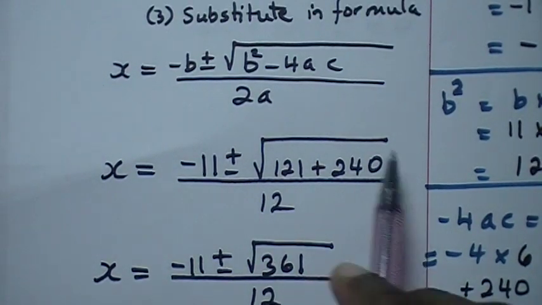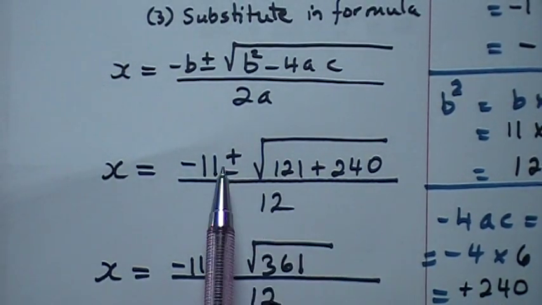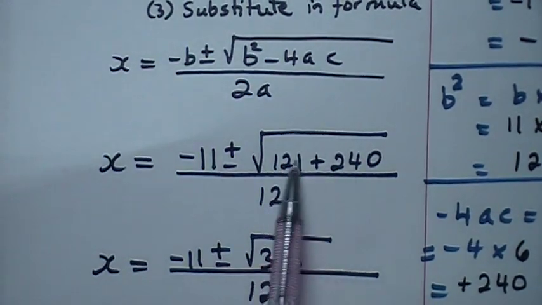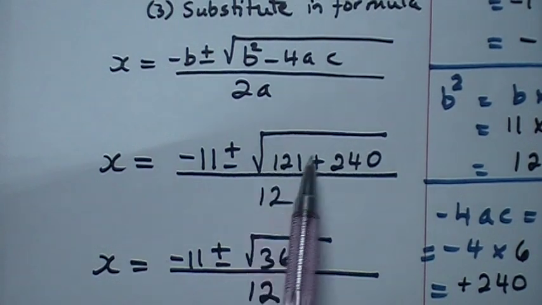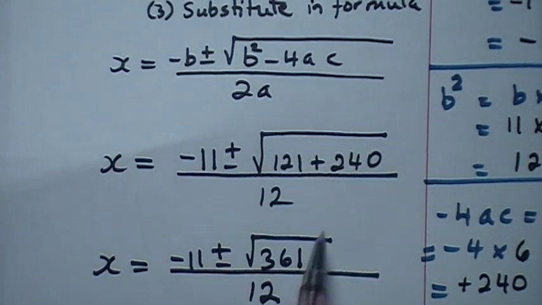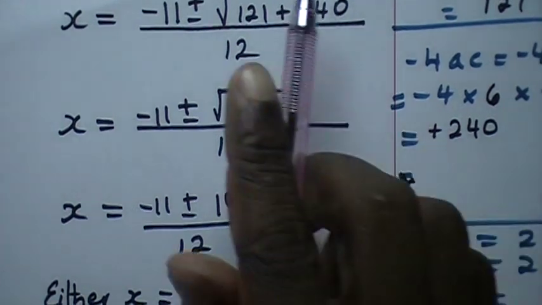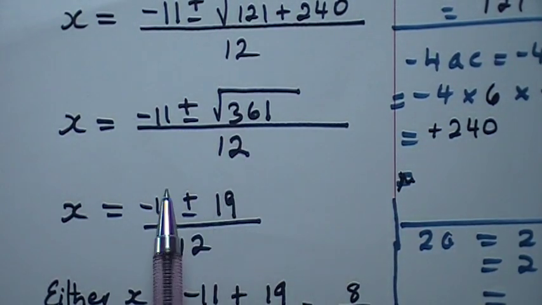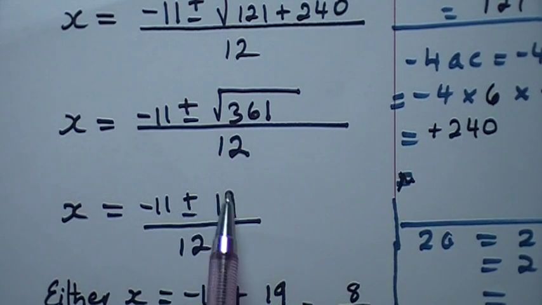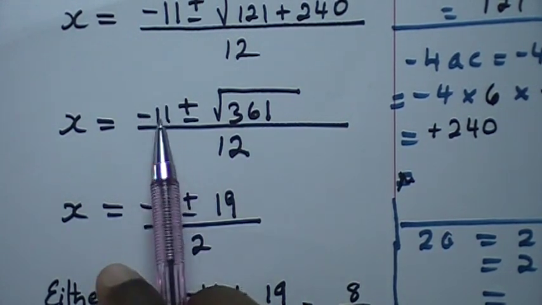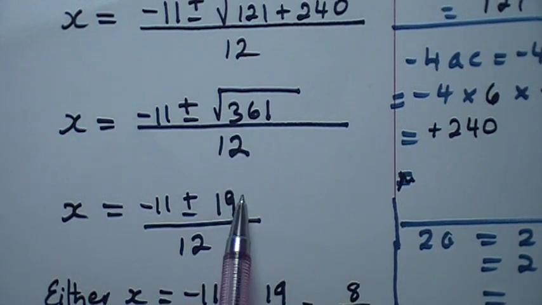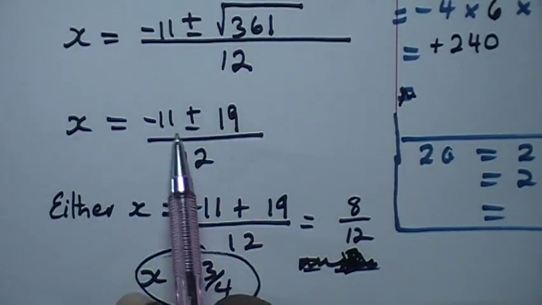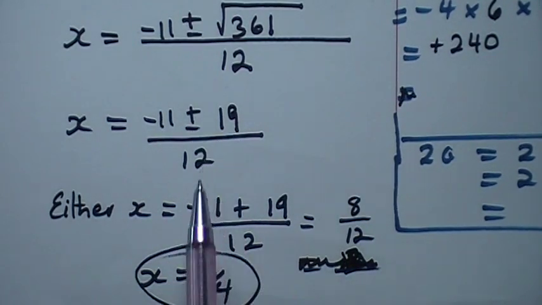Alright, so simplifying this portion, we'll leave the negative 11 plus and minus. Simplifying under the square root, we have 361. Now the square root of 361, let's work that out in the calculator. That will give us 19. So we have negative 11 plus minus 19. We cannot do anything with this as yet. We cannot divide by 12 until we work out the top part first. And so we have negative 11 plus or minus 19 over 12.